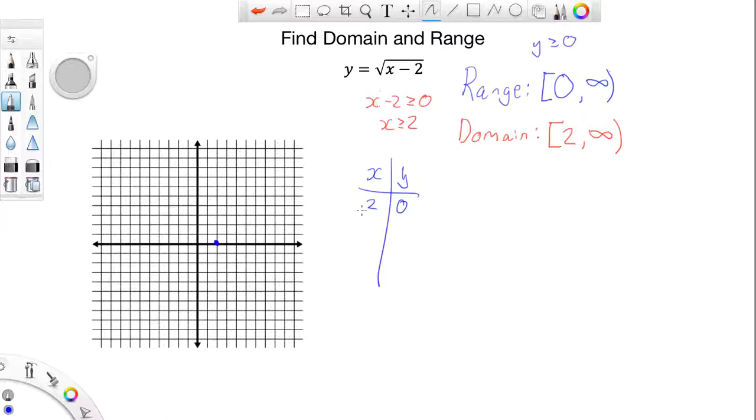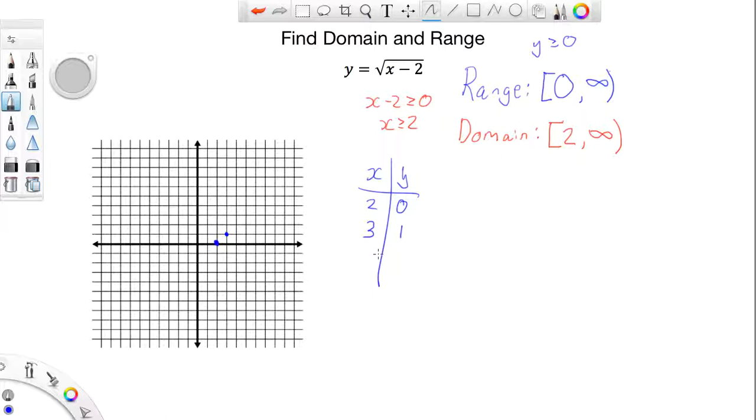I could plug in 3, 4, 5, 6, but if I plug in, say, 5, I'm going to have the square root of 3, which is an irrational number. I can still estimate by graphing, but I want to stick with whole numbers. So I'm going to aim for numbers that are going to give me a perfect square. So for example, 3 is not a perfect square, but when I plug it in, I get the square root of 3 minus 2, which is 1. And the square root of 1 is 1. So at x is 3, y is 1.